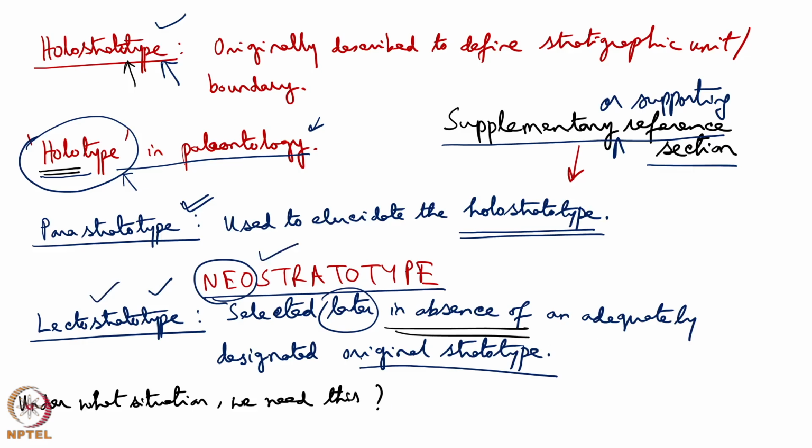The absence of holostratotype can be due to the destruction of the exposure. Suppose an engineering construction has destroyed an exposure, or suppose the area becomes disputed due to the conflict between two countries at the boundary between the two countries, then it is difficult to approach the holostratotype.